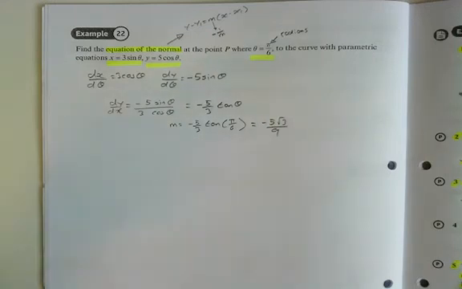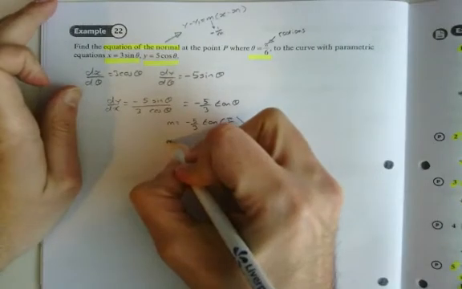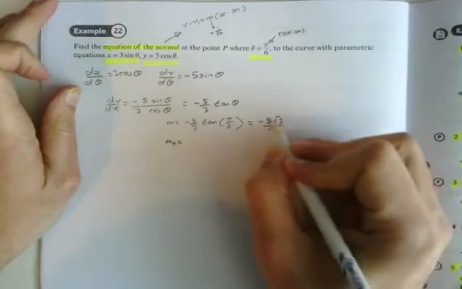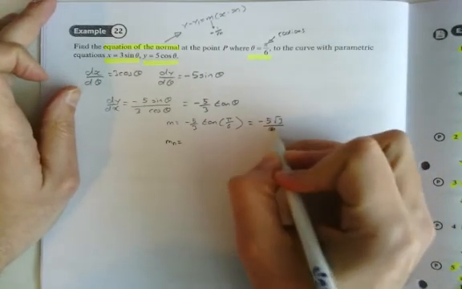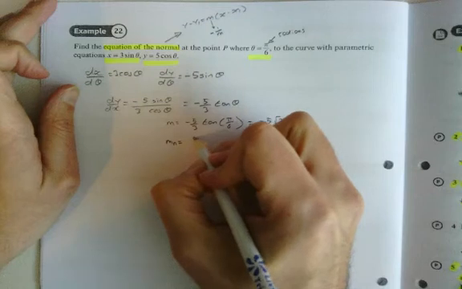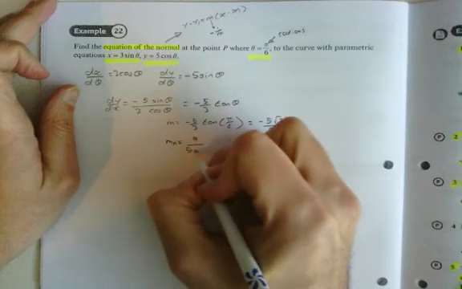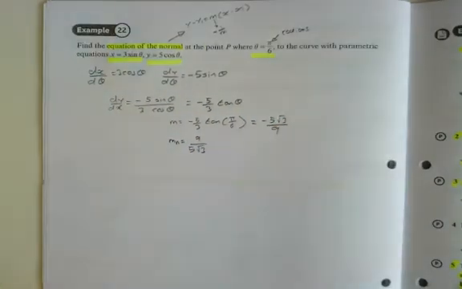We want to be working with the normal, so we want the perpendicular gradient to this one. So the gradient to the normal will be the negative reciprocal of this. So that's going to turn positive and it's going to flip upside down. So it's going to give me 9 over 5 root 3.